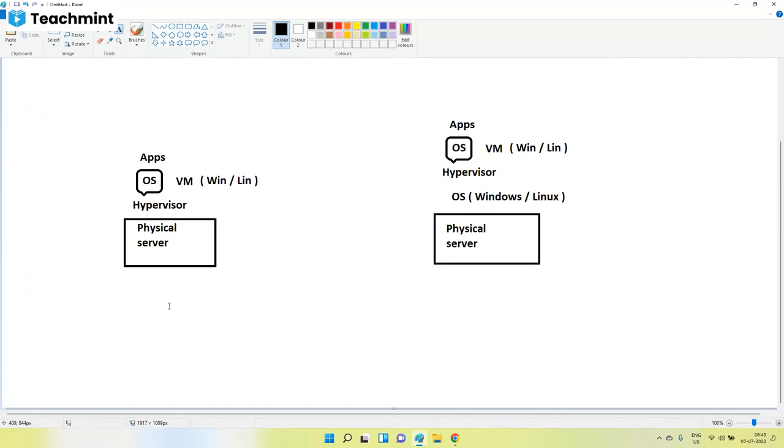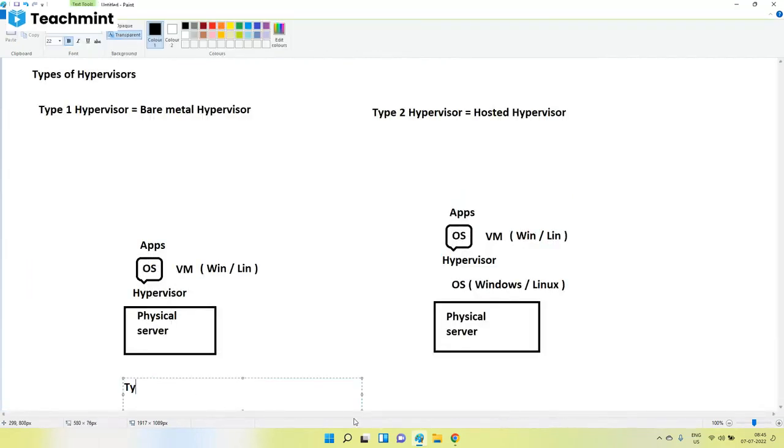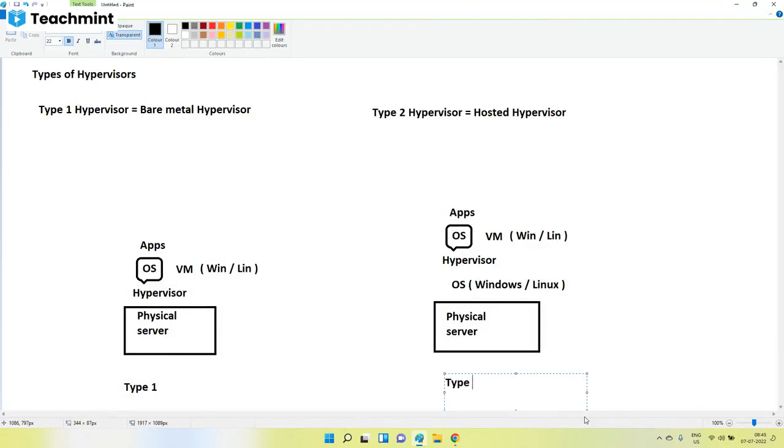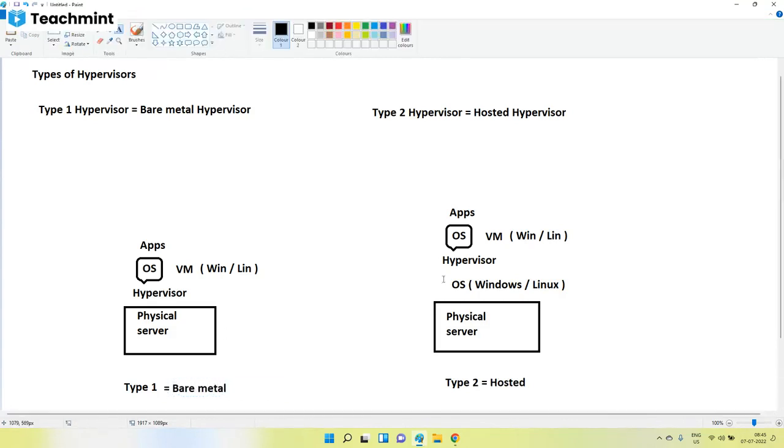Two types of hypervisor. This is type 1, called bare metal. This is type 2, or hosted. Do you see any difference here and here?